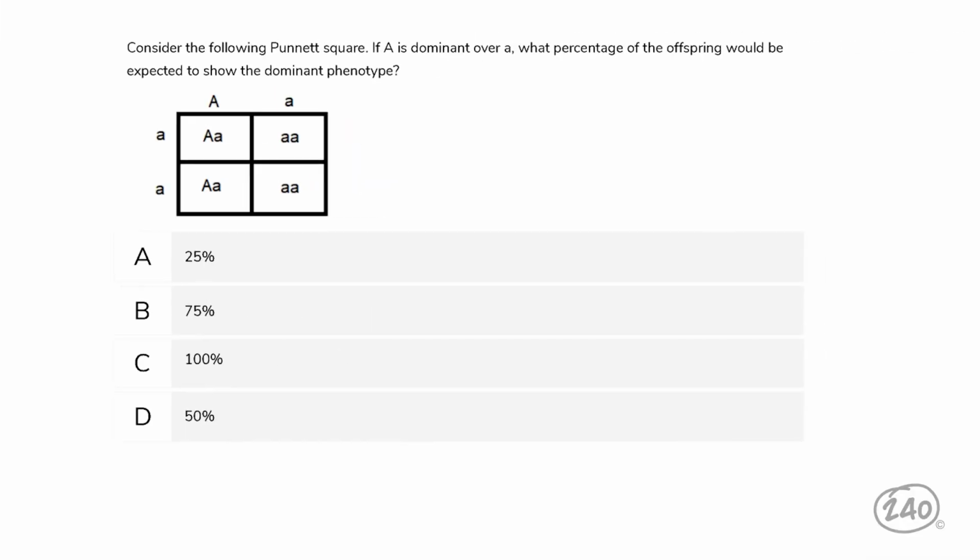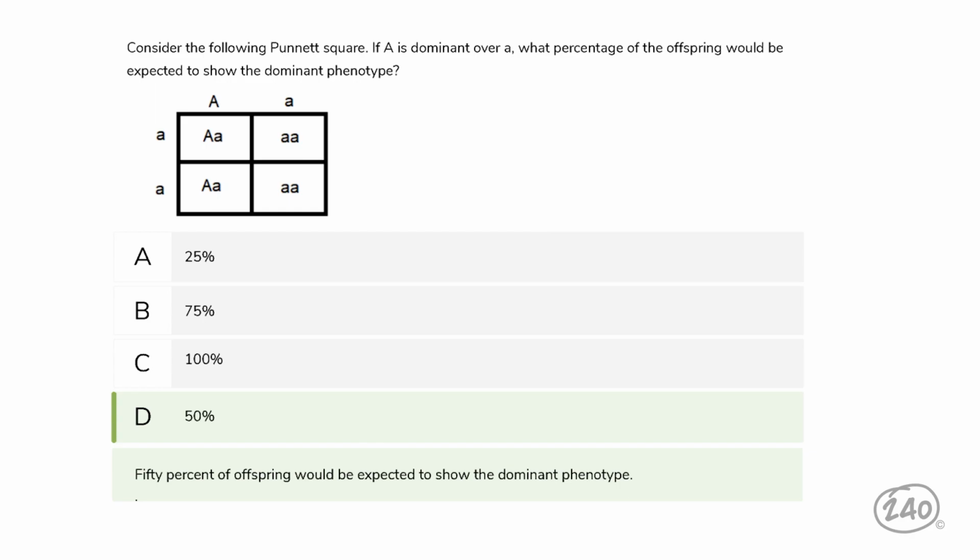Consider the following Punnett square. If capital A is dominant over lowercase a, what percentage of the offspring would be expected to show the dominant phenotype? Any organism that contains a dominant gene will show the dominant trait. 2 of the 4 boxes here contain a dominant gene, so this answer is correct. 50% of offspring would be expected to show the dominant phenotype.